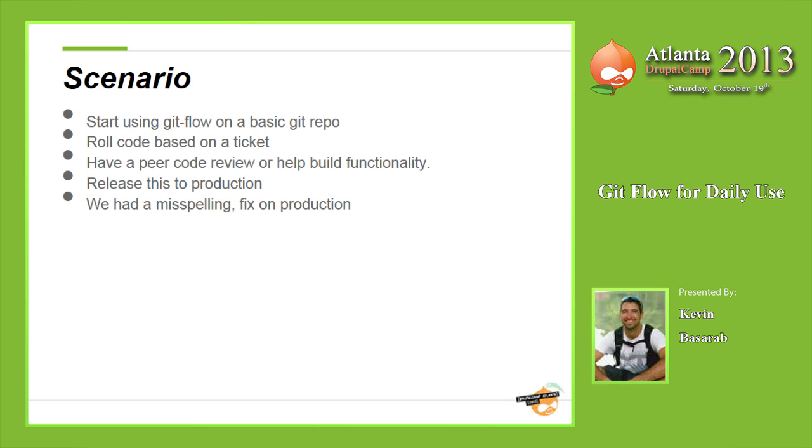So our real world scenario is that we want to start using Git flow on a repo initially. We have a request to make a change to the site based on an individual ticket. We've started the request, but now we want some code review or some different type of help from another developer regarding the functionality. We're going to release that into production. At that point, we're going to realize that we screwed something up, and we need to make a fix to production at some point, and then see from there how everything comes together.